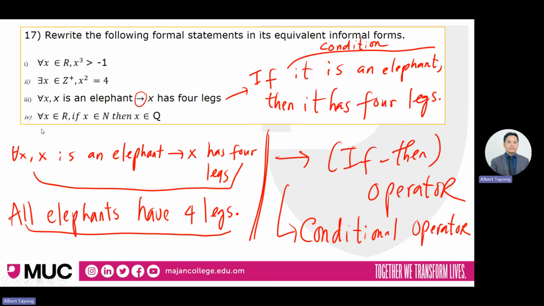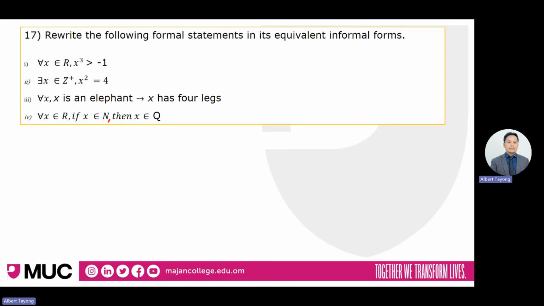So let's go to number 4 now. Okay, number 4, here for all x in R, if x element of N, then x element of Q. Now, if there is if in the middle, you have to start from there. So your answer will start with if, then go to the left, and then go to the right.